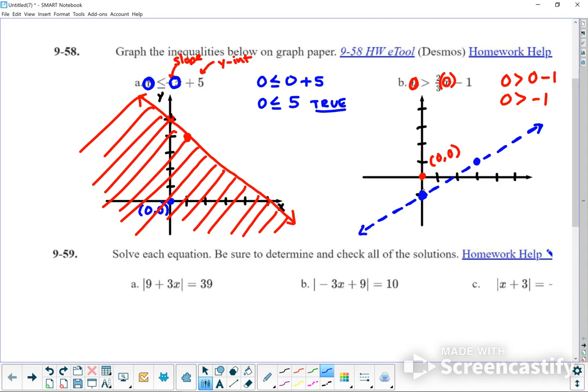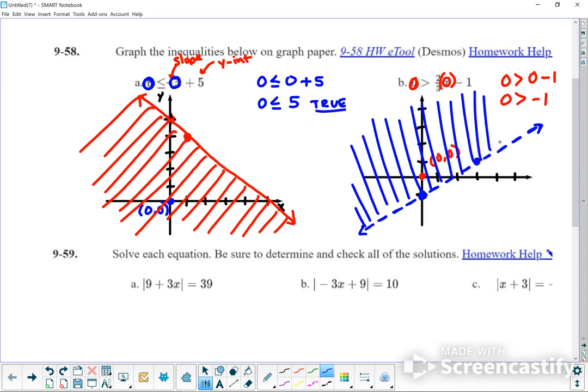So we're going to shade on the same side as that red dot. So that means it's everything up over here. It's going to be shaded. Right? Because remember, if it's true, you're going to shade towards it. Okay, 59.